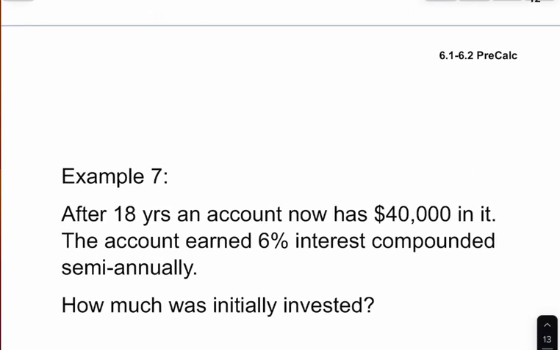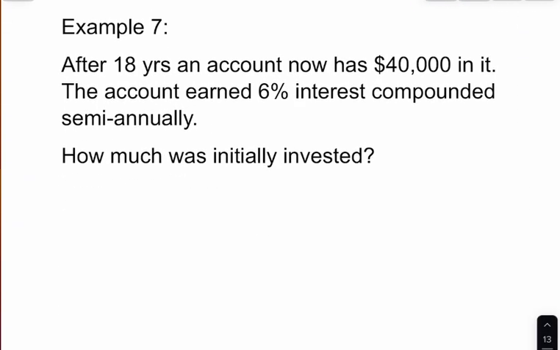Okay, let's look at another one. It says, after 18 years, an account now has $40,000 in it. The account earned 6% interest compounded semi-annually. How much was initially invested? So I'm going to write it down, and I'm just going to leave it in A because I don't want that to confuse you.